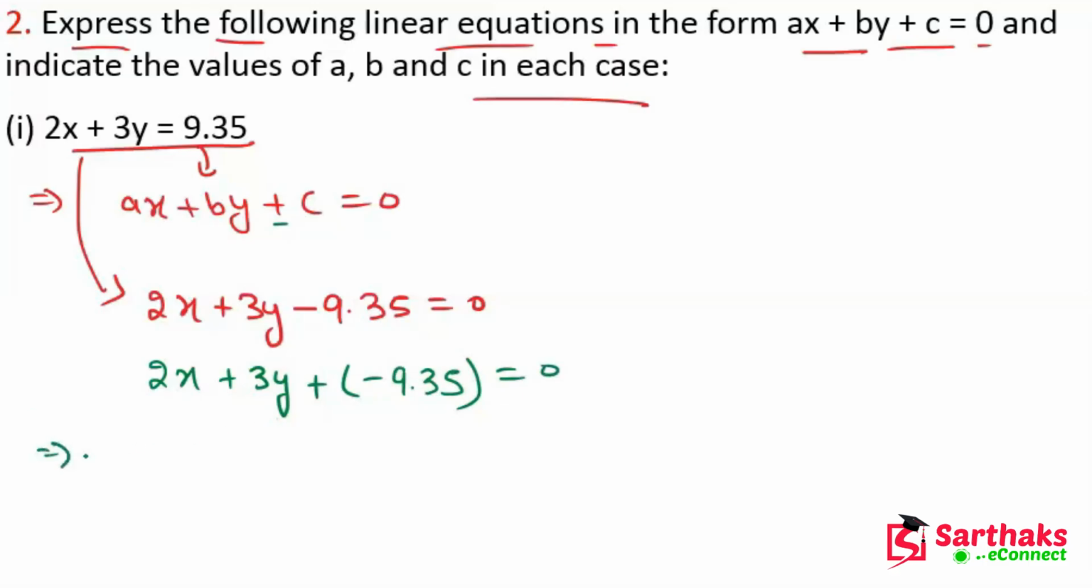So here a is equal to 2. If we compare this equation and this equation, a is equal to 2, b is equal to 3, and c is equal to minus 9.35. C is equal to what? Minus 9.35. I hope you understand these things, my dear friend. So this is the method, this is the expression, this is the standard form which we have to compare.